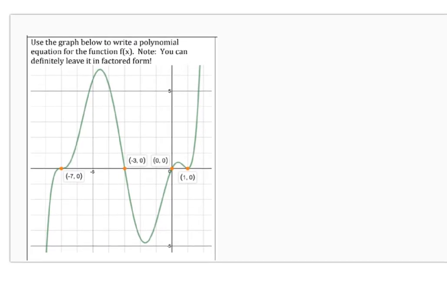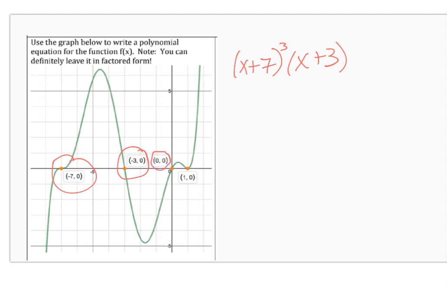Same thing, but working backwards. This problem is a much more complicated one than anything that you're going to see on our spiral, just in terms of the number of things that are going on here. So at negative 7, I've got a hesitation. That means I'm going to have x plus 7 to the third power. At negative 3, I'm going straight through. That means we're going to have x plus 3 to the first power.